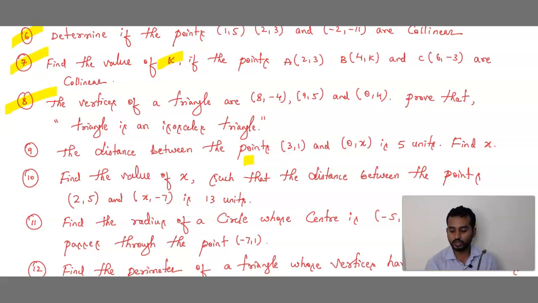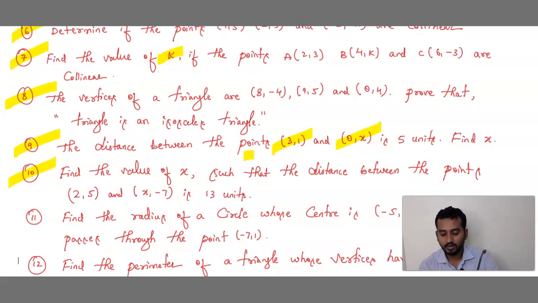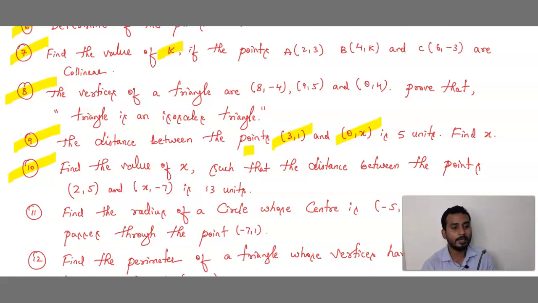D is equal to the root of (x2 minus x1) whole squared plus (y2 minus y1) whole squared. In place of D, write 5. This is x1, y1, this is x2, y2. Substitute it and you can find the value of x. Keep x on the LHS and shift the rest of the terms to the RHS. Next question, question number 10. Same way, find the value of x. The values have just been interchanged here. The distance between the points (2, 5) and (x, -7) is 13 units. In place of D, write 13, with x1, y1, x2, y2. Substitute it and you can find the value of x.